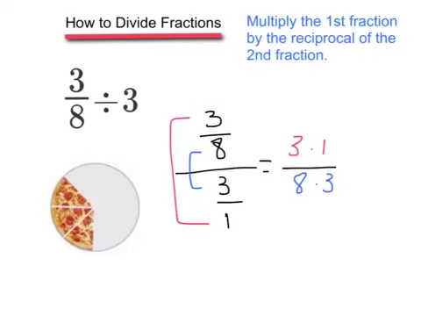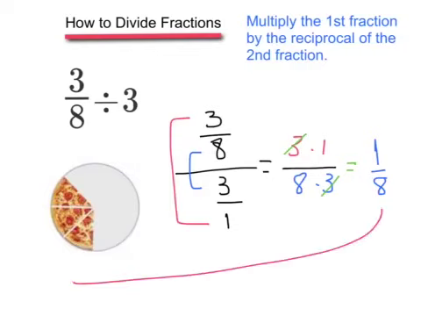So then when you simplify these two, you notice that 3 and 3 can be simplified, and the final answer then is simply 1/8. And of course we knew that, right? Because each one of these guys can eat 1/8 each.